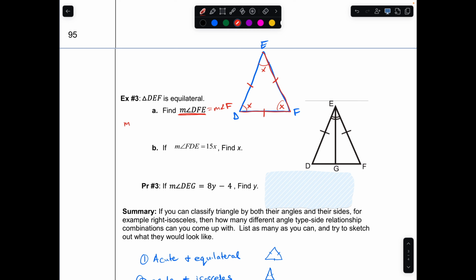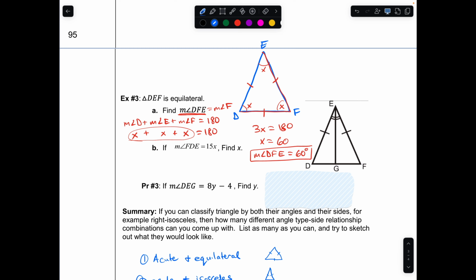So we can say the measure of angle D plus the measure of angle E plus the measure of angle F. That's the sum of the three angles in the triangle, so it's got to equal 180. But angle F, we're just calling it x degrees. Well, they're all x degrees then, right? Because it's equiangular. x plus x plus x, that's 3x. And if I divide both sides by 3, I should get x equals 60. So in other words, the measure of angle DFE, what we're trying to find, is 60 degrees.